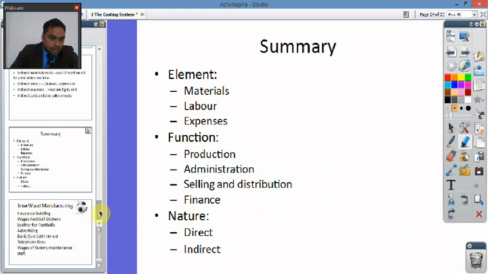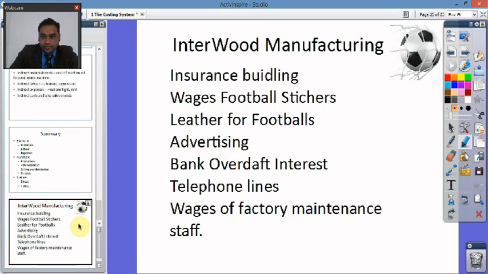So you've got this company, Interwood Manufacturing. So you've got insurance for buildings, wages for football stitchers, people that stitch up the footballs, you've got leather for footballs, you've got advertising, you've got bank overdraft, you've got wages of factory maintenance staff.